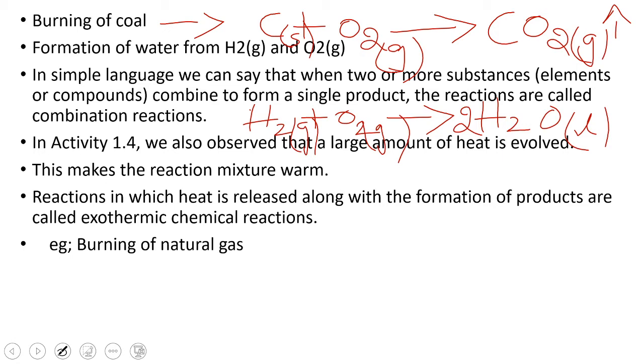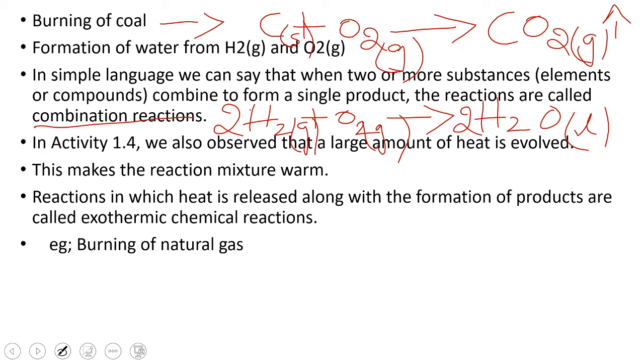Now oxygens got balanced, but four hydrogens are there on the product side. So I will add 2 to the reactant side. Now this is a balanced equation. Here hydrogen and oxygen are combining to give rise to a single product, water. Those are examples of combination reactions. In simple language, we can say that two or more substances combine to form a single product, then that reaction is termed a combination reaction.